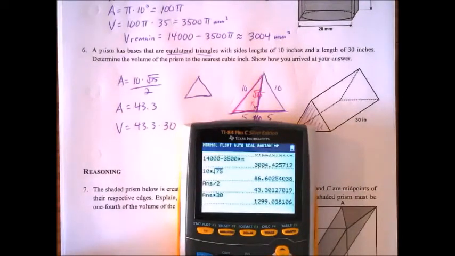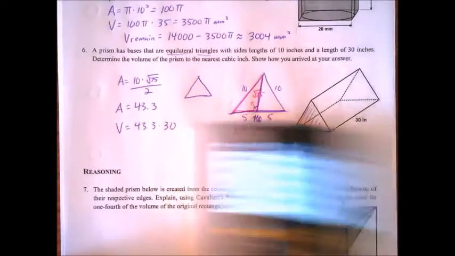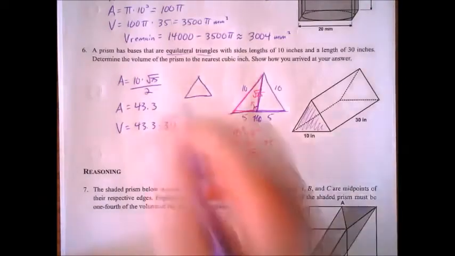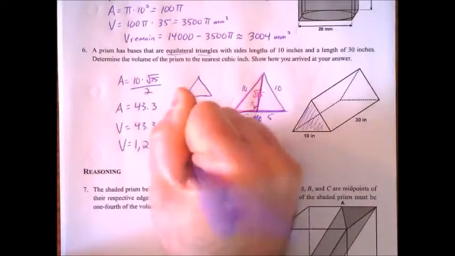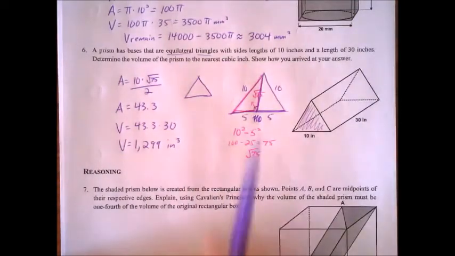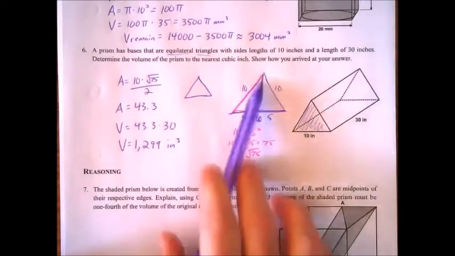1,299, and it says round to the nearest cubic inch. So it would just be 1,299 cubic inches. So the difficult part there was finding this height, or this altitude of the triangle, by using the Pythagorean theorem.